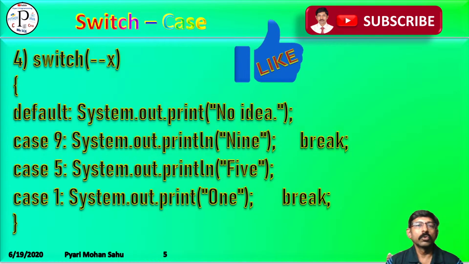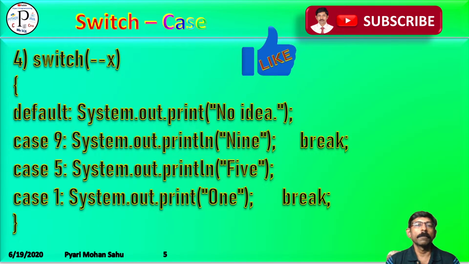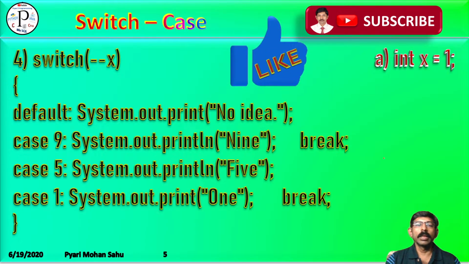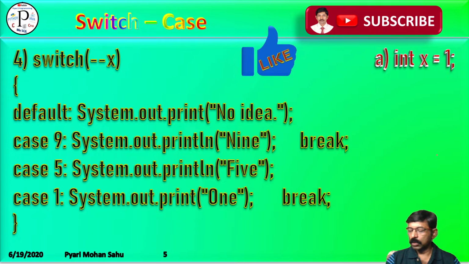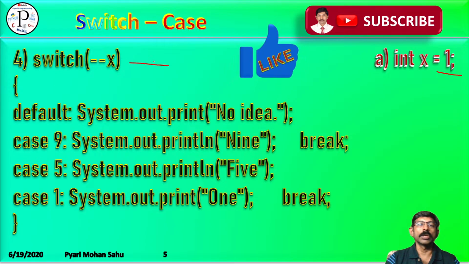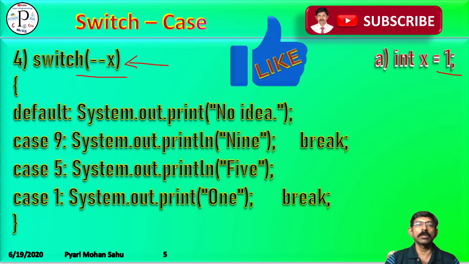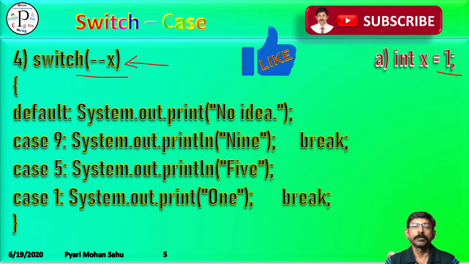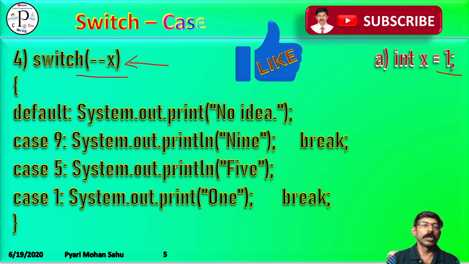Question number 4. Switch with minus minus x is given. Now here it says that if x value is 1, then what will be the output? If the user gives variable x value as 1, then what should be the output for this switch case? As I said, we can use expression inside the switch case. This is an example of how we can use the expression. Already shown you how to use expression over here. Now it is how to use expression inside this.